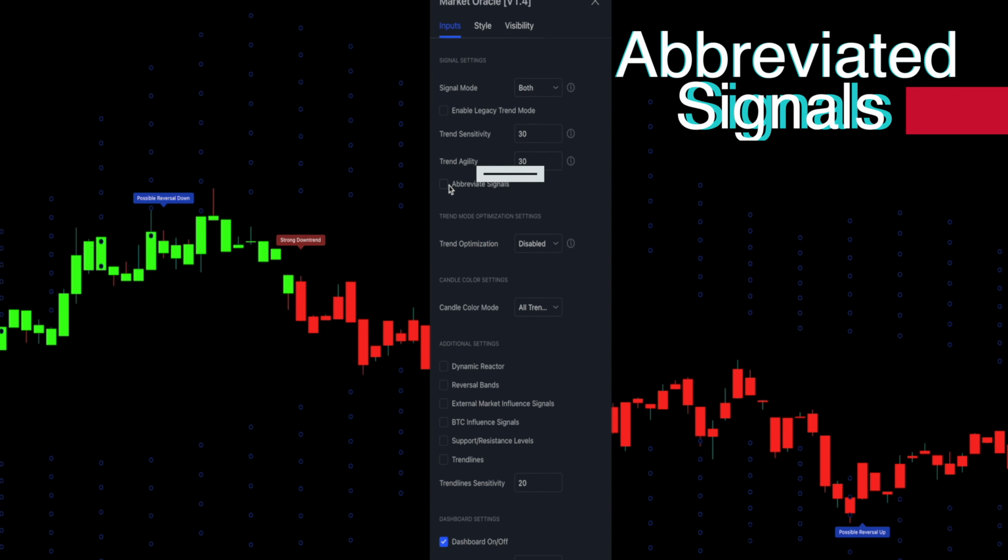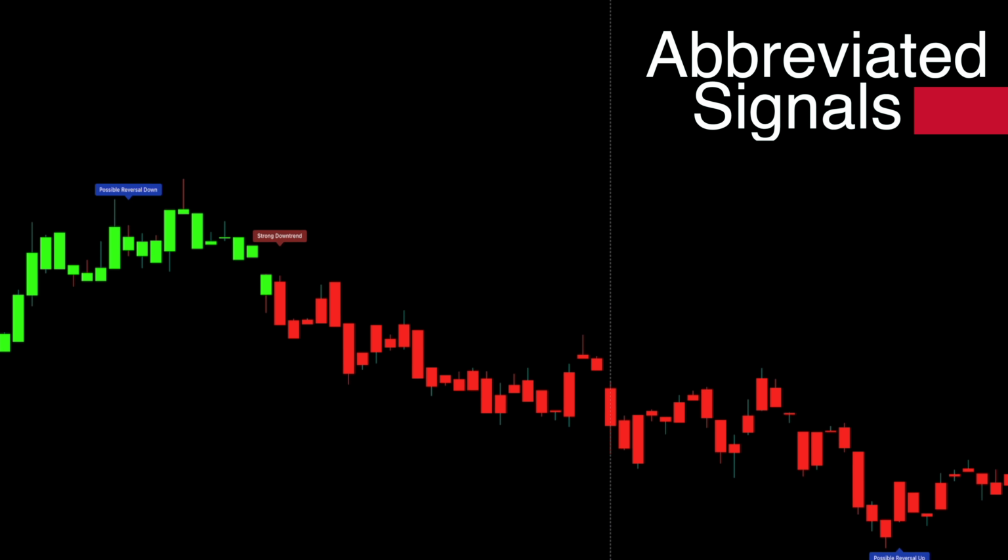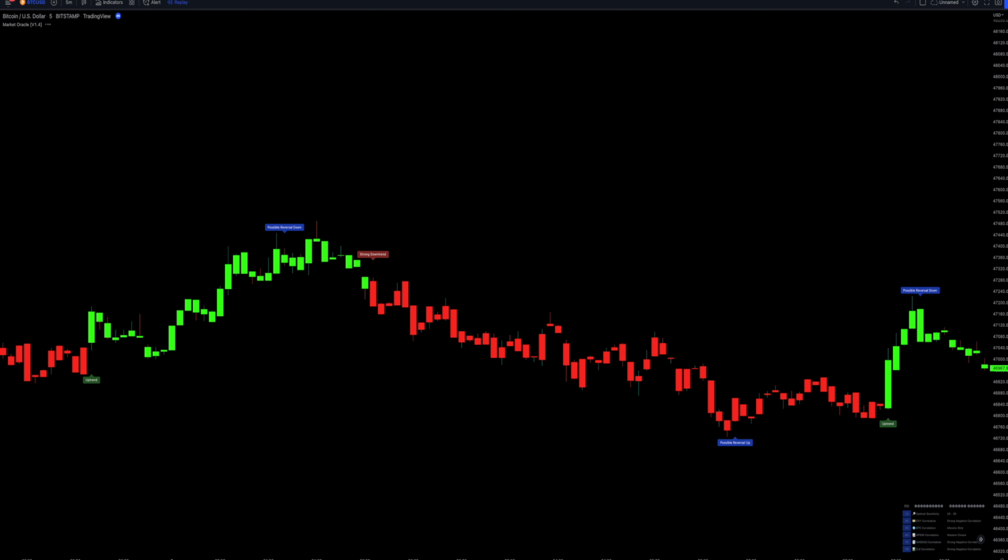Abbreviated signals. The abbreviated signal setting will shorten the length of trend mode and reversal mode signals in order to reduce clutter on your charts.